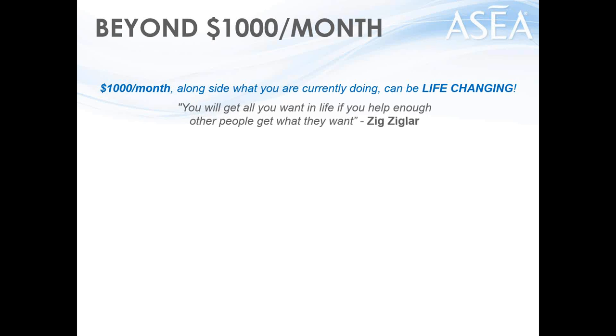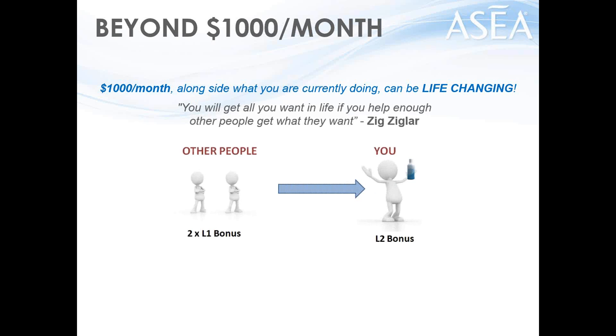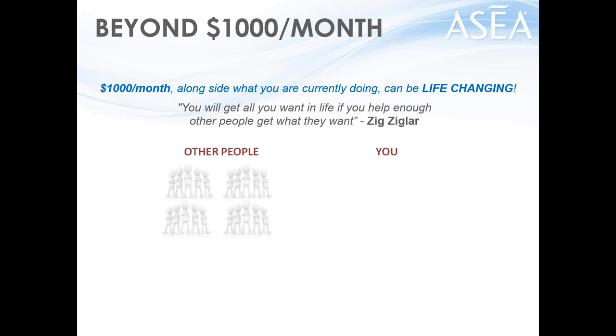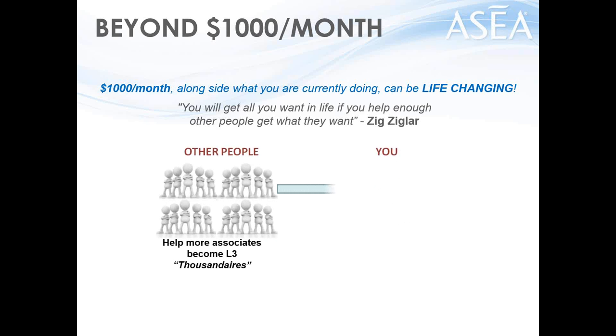Okay? Like Zig Ziglar said, you can get all you want in life if you help enough other people get what they want. So by helping 2 people become L1 qualified, you're at L2. By helping 2 people become L2 qualified, you are at L3. Very, very simple, right? Very simple concept.